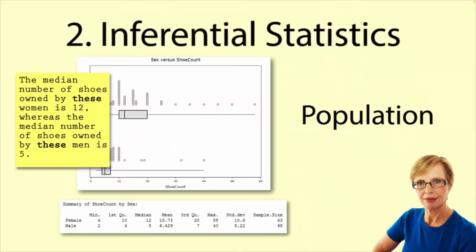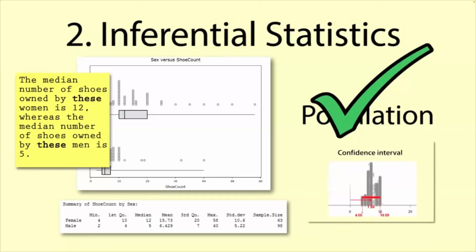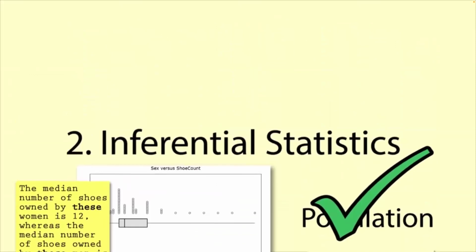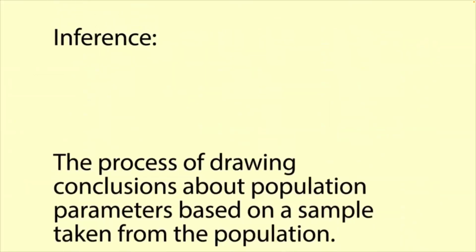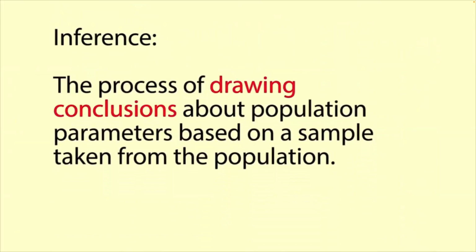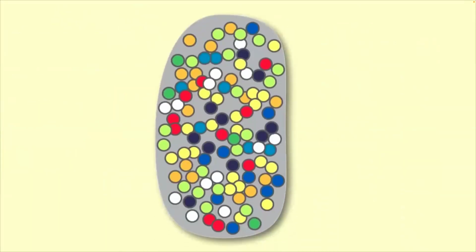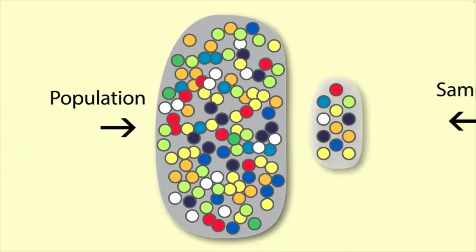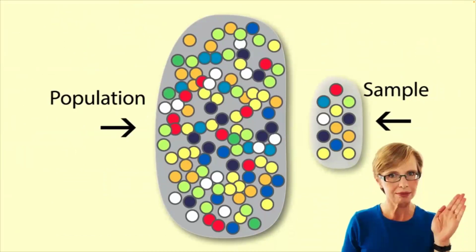Inferential statistical analysis does allow us to make conclusions beyond the data we have to the population from which it was drawn. A definition of inference is the process of drawing conclusions about population parameters based on a sample taken from the population. The sample is the data we collect from the population. Here are some examples of populations and samples.